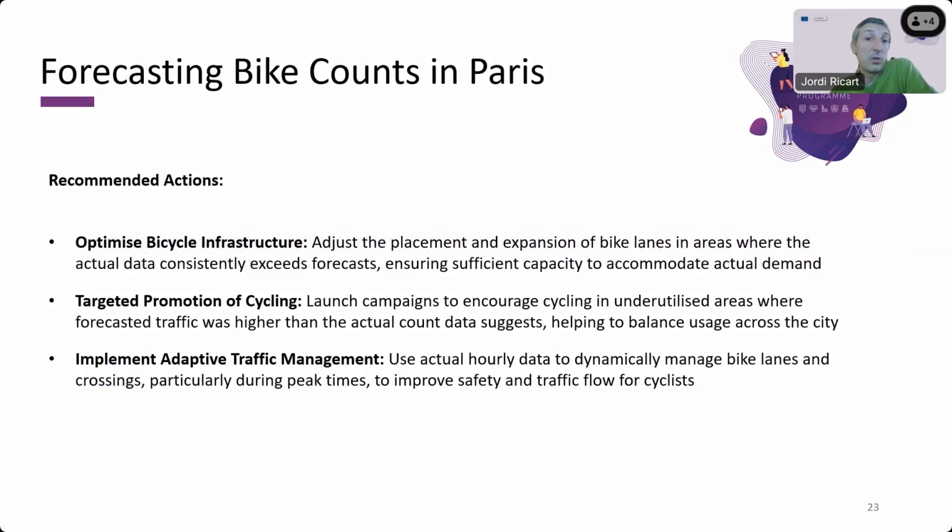They could do targeted promotion of cycling, launching campaigns to encourage cycling in underutilized areas where forecasted traffic was higher than the actual count data suggests, helping balance the usage across the city, or implement adaptive traffic management. We use the actual hourly data to dynamically manage bike lanes and crossings, particularly during the peak times. By comparing forecasted and actual bicycle traffic, these recommendations allow Paris to proactively enhance its cycling infrastructure, promote greener transportation options, and contribute to its broader sustainability goals. The key to success will be ongoing data collection and analysis, ensuring that the city's strategists adapt to the changing needs and behaviors of the citizens.